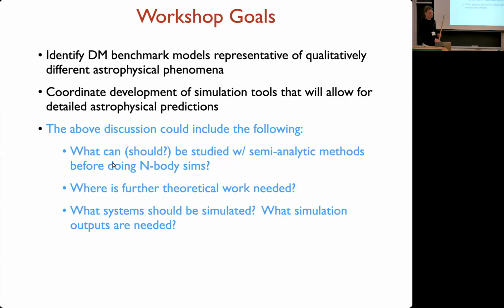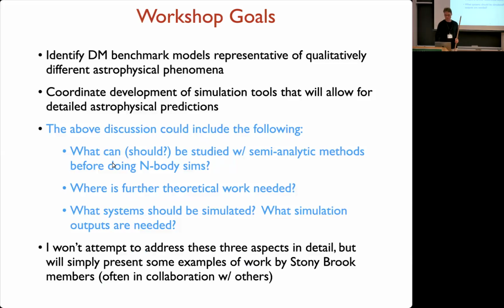And then a related question, which is related to the second point up here: what systems should be simulated? What's really the most important thing, especially in relation to what Addison raised this morning? Where can we be sure that it's not just baryonic physics that might be mimicking the dark sector? What can we actually simulate where we can get real information and differences between CDM and baryons with non-CDM and baryons? And then also, what simulation outputs are needed. So I will just discuss a few; that's how I'm organizing my talk, these 3 bullet points. I want to attempt to address these 3 aspects in detail.